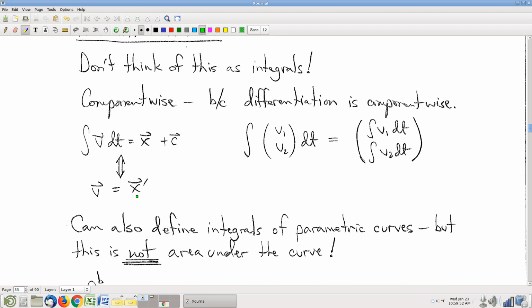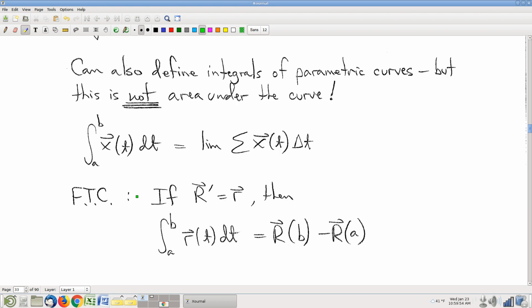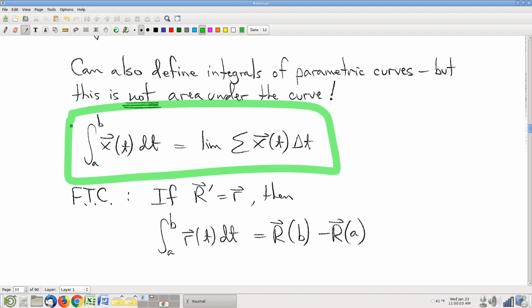Okay. All right. So now let's talk about integrals of parametric curves. And what is that? And the answer is, it's not clear particularly what this would mean. Let's just explore this idea.